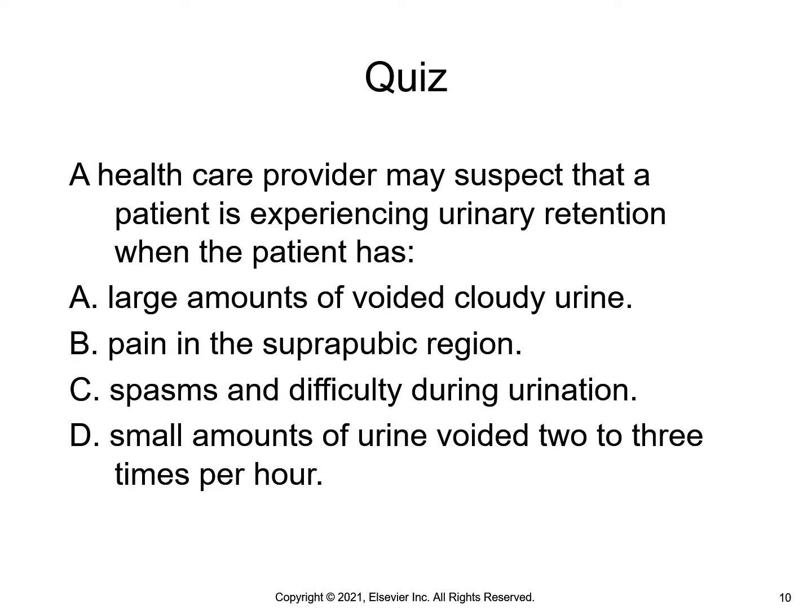A healthcare provider may suspect that a patient is experiencing urinary retention when the patient has large amounts of voided cloudy urine, pain in the suprapubic region, spasms and difficulty during urination, small amounts of urine voided 2 to 3 times per hour. The answer is D, small amounts of urine voided 2 to 3 times per hour.